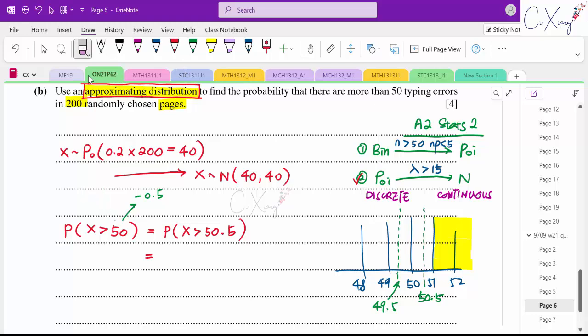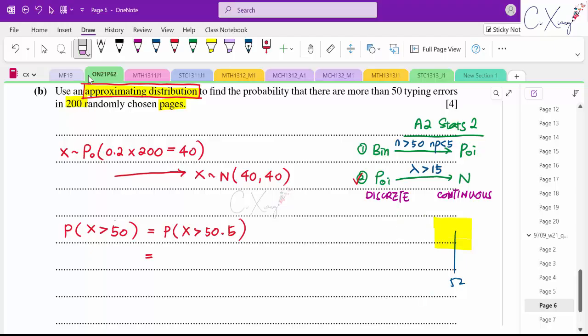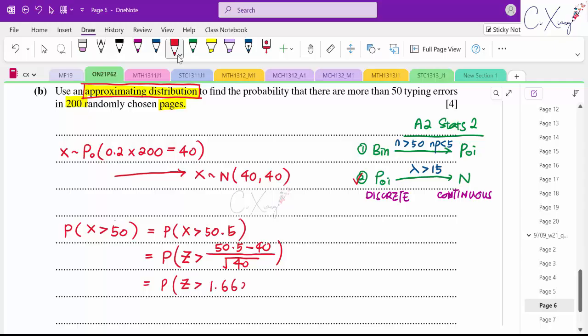After you do the continuity correction, that means you have already changed the Poisson to become normal distribution. Now let's calculate the probability. Since we already know it is a normal distribution, to calculate the probability you have to change the x to become the z. How to change it to z? You take x minus the mean, divided by the standard deviation. Then get the value of z correct to 3 decimal places. It is 1.660.